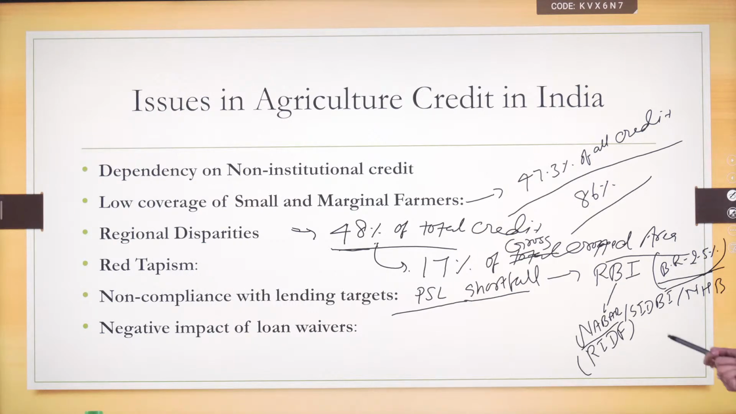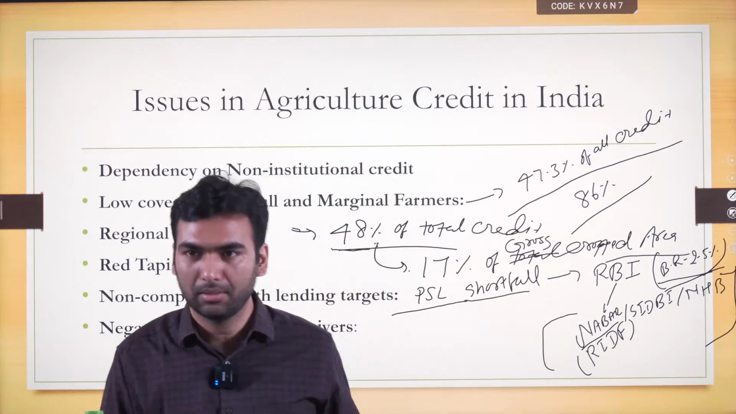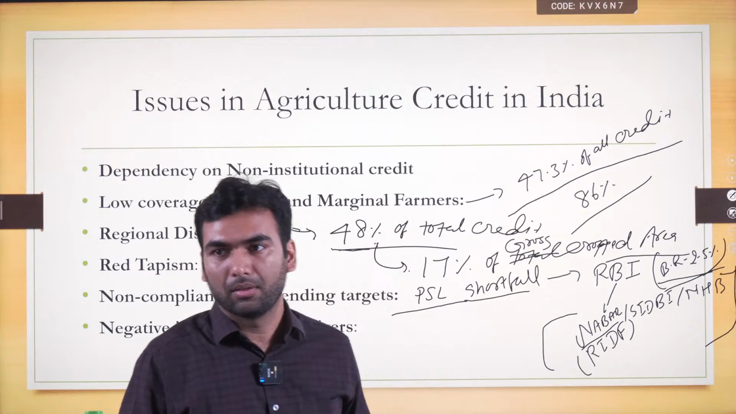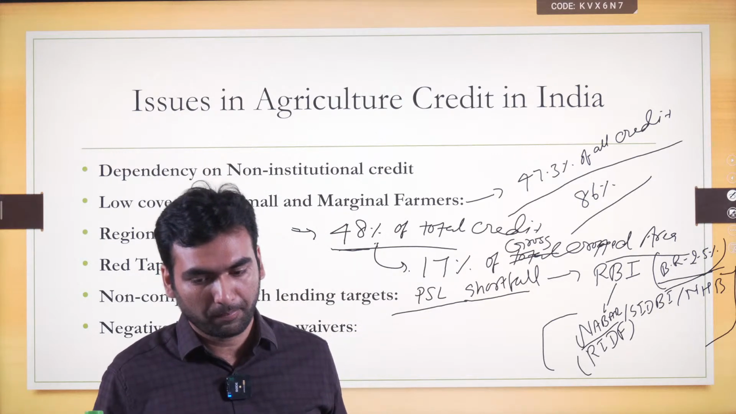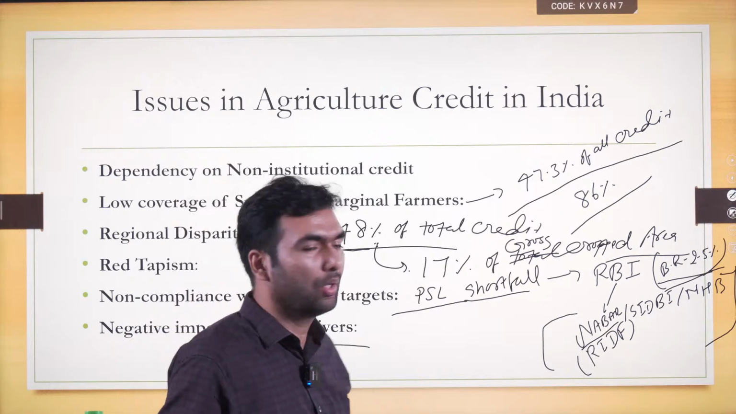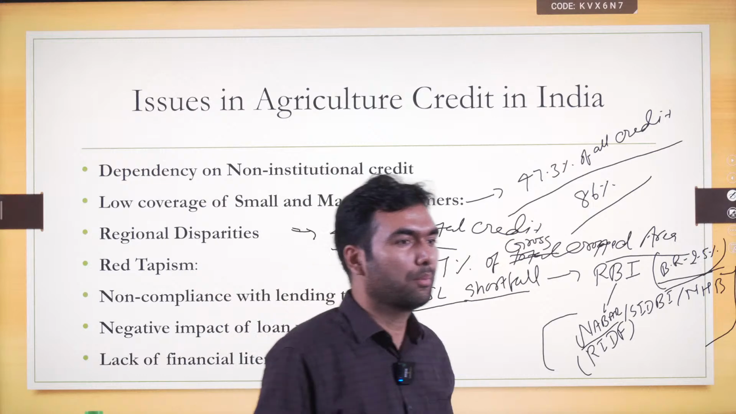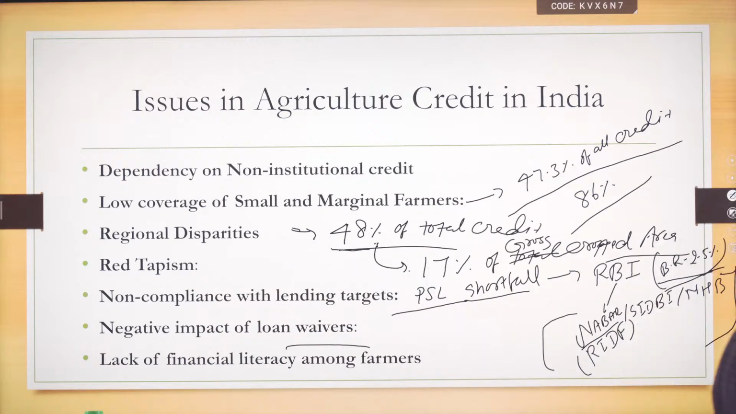And ultimately, all these institutions, NABARD, SIDBI, NHB, do the lending in the field of priority sector only. Like this fund, RIDF, is used for making rural infrastructure, which is a kind of priority sector. Then there is the negative impact of loan waivers. We have already discussed this. And then the most important part, there is lack of financial literacy.